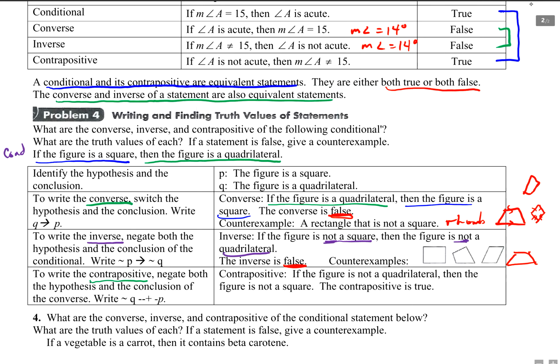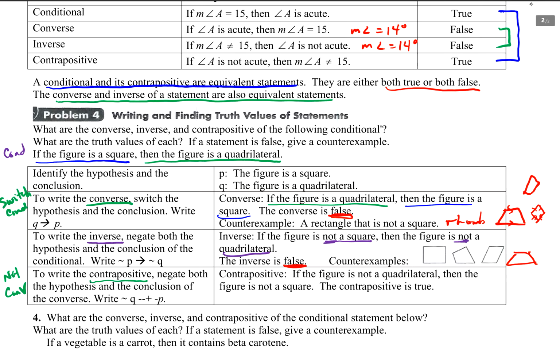All right, and then we write our contrapositive. The contrapositive is the negation of our conditional, right? This is not, or the negation of our converse. This is not the converse, sorry. Switch your conditional. That's how you do a converse. How do we do an inverse?